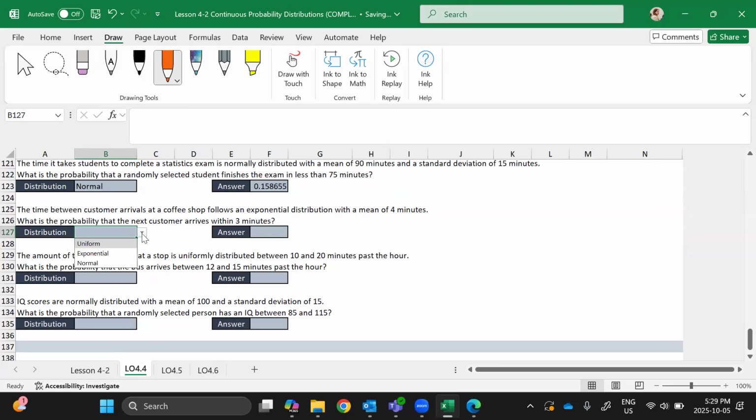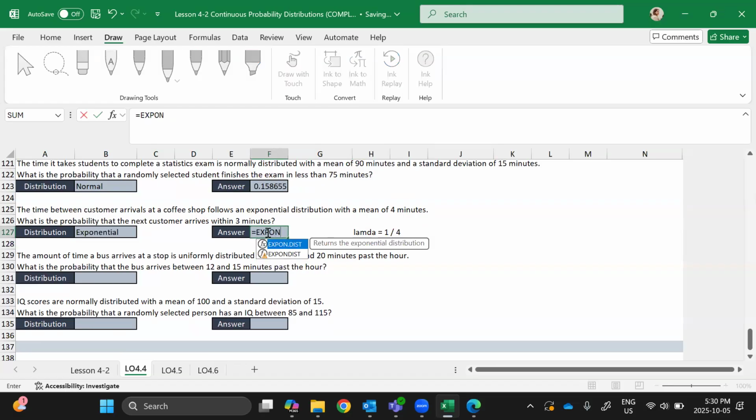The next one, if you gave it a try, we're told the time customers arrive at a coffee shop follows an exponential distribution. Notice it's related to time, just like the Poisson distribution, since an exponential models the Poisson process. We're told that the mean is 4 minutes long. What is the probability the next customer arrives in 3 minutes? Remember that if the mean is 4 minutes, then lambda must be 1 divided by that mean. They're always opposites, like 1 over each other.